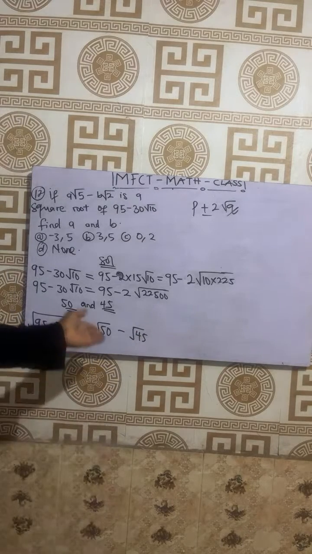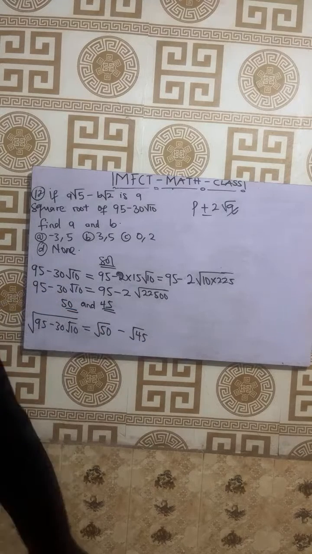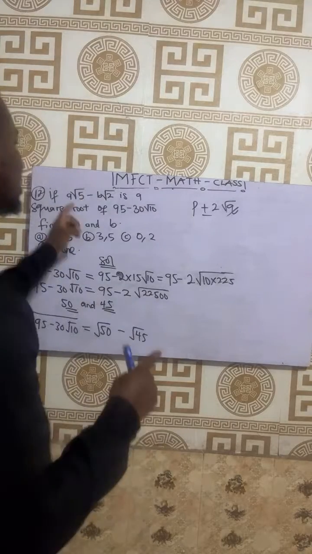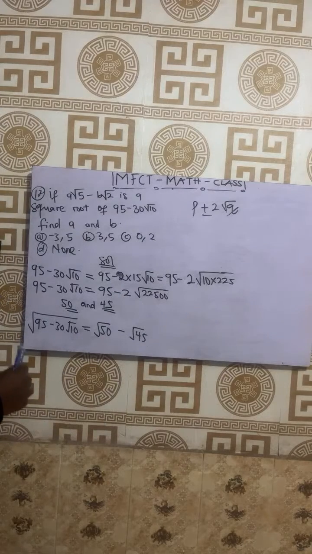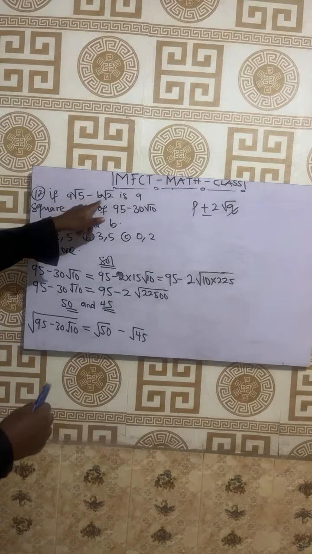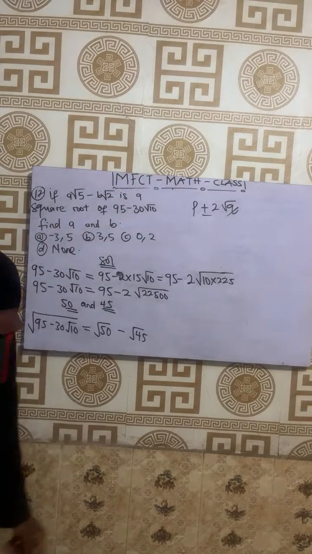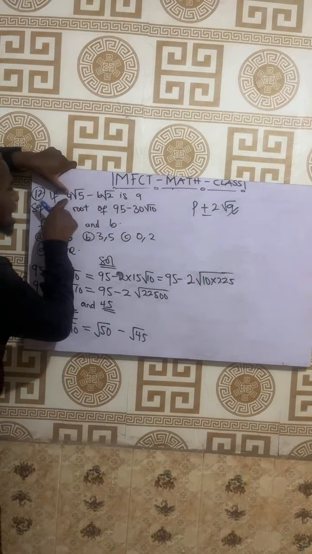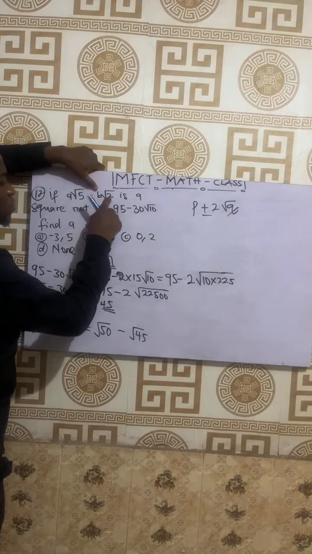Guys, you can see the square root of this will just be what? Root 50 minus root 45. Now guys, you will see that I'm not at the final place already. The question is, if a root 5 minus b root 2 is a square root of this, find a and b. What I'm looking for is a and b. This simply means that I'm looking for a coefficient of root 5. I'm also looking for b coefficient of root 2.